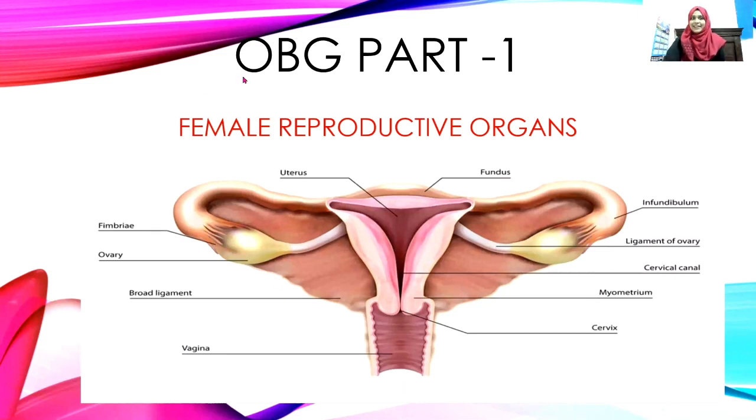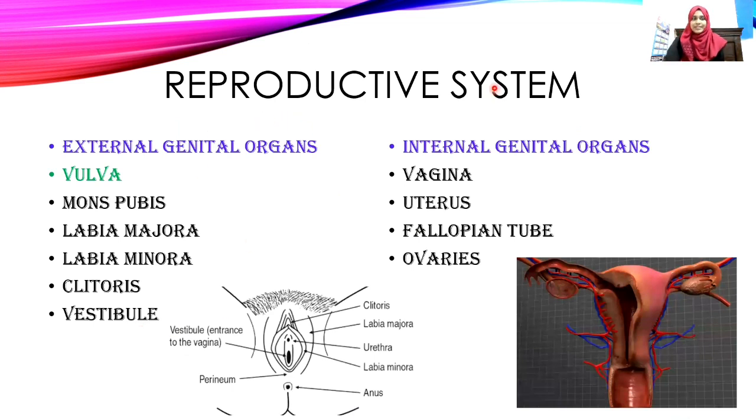Today we'll be starting a new subject, OBG. Before going to the subject, we will briefly discuss the female reproductive organs. So we will go through the slides. The female reproductive organs are classified into external genital organs, internal genital organs, and accessory genital organs also.